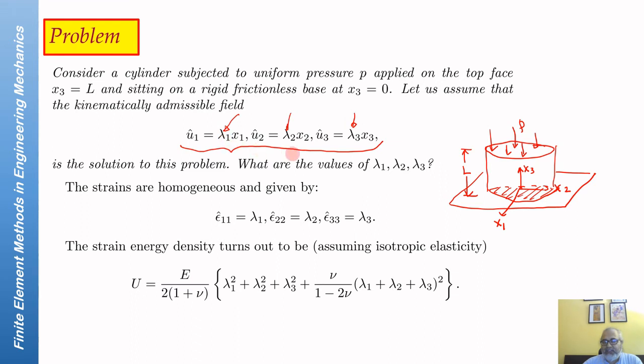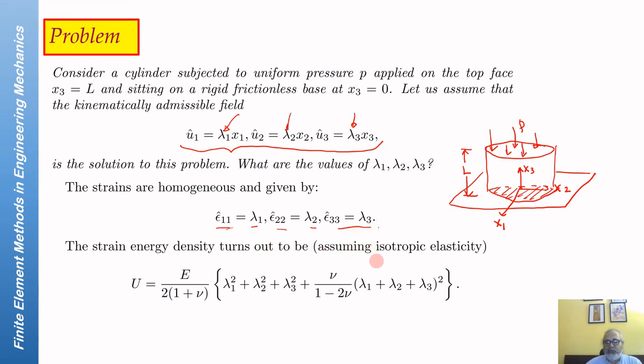If we are lucky and this is indeed the correct form of the displacement field, then lambda 1, lambda 2, lambda 3 would give me the three constants, would give me the entire displacement field. So now, based on this, I calculate the strain field. The strain field is just lambda 1, epsilon 2 to lambda 2, and epsilon 3 to lambda 3.